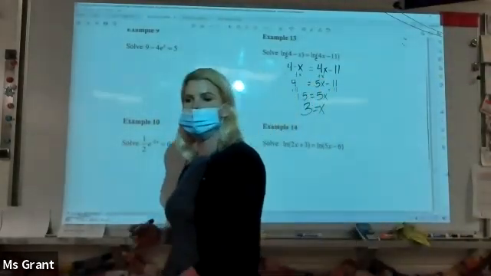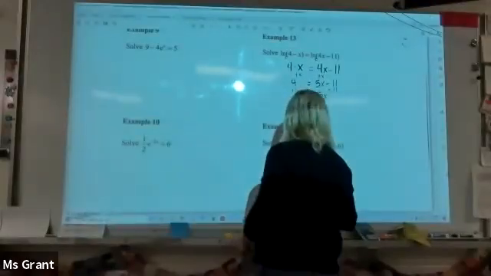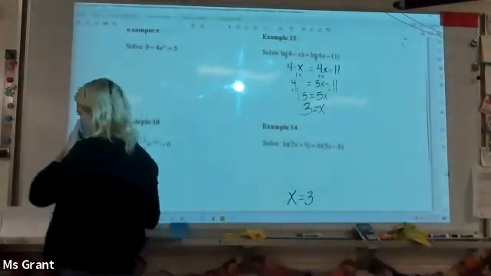Someone on Zoom, tell me what you got. X equals 3. Yeah. Just a coincidence that it was the same. But it was x equals 3.